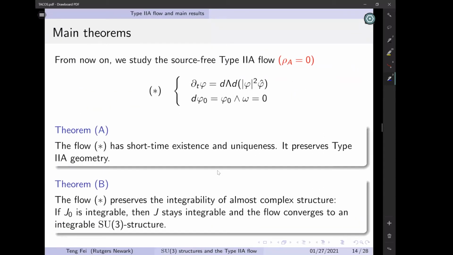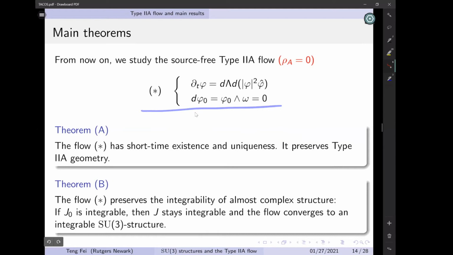Okay, so now let me state our main theorems. From now on, we'll just study the source-free case. That is, we don't have this annoying source term rho A. So our flow is just like this. We evolve the phi, dt of phi, by this term, with initial data phi naught that is both primitive and closed. So this is the flow we're studying.